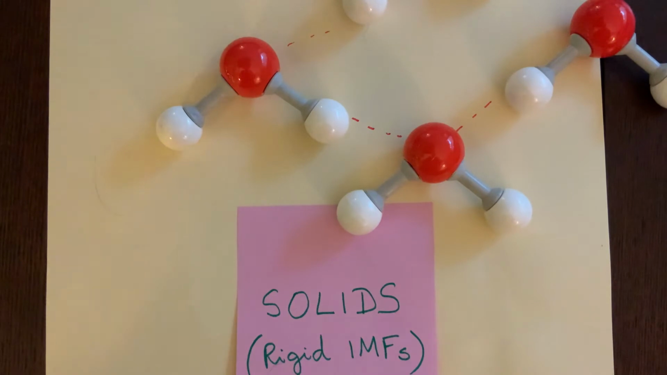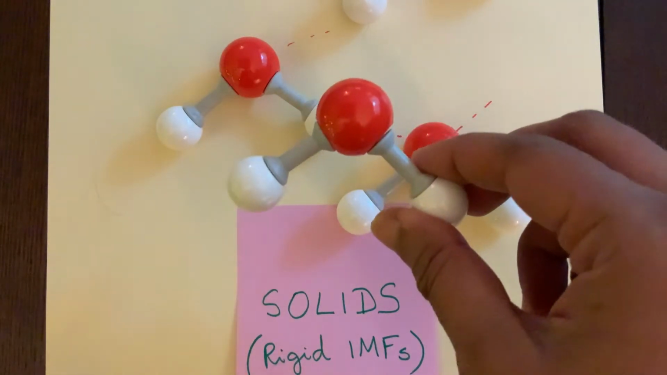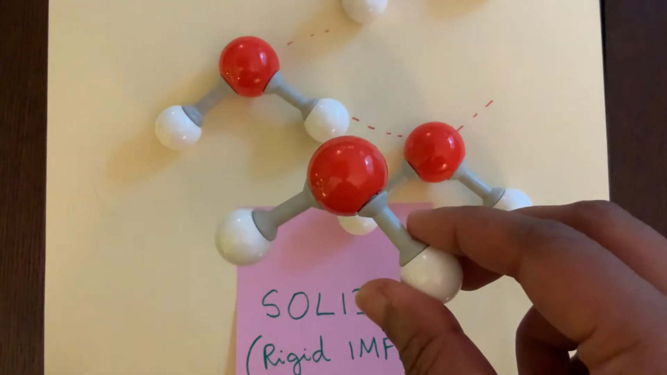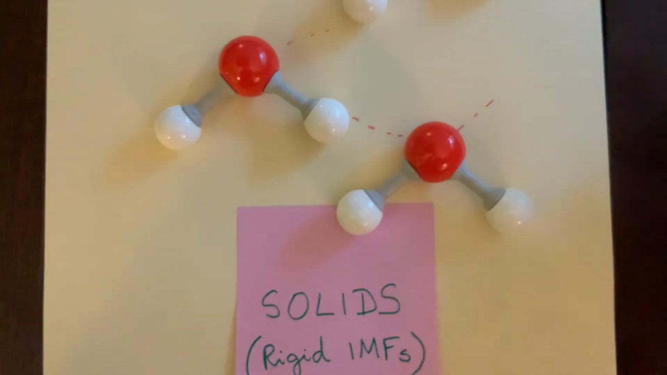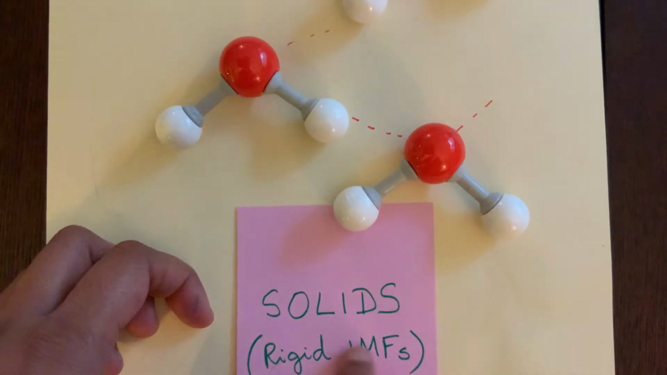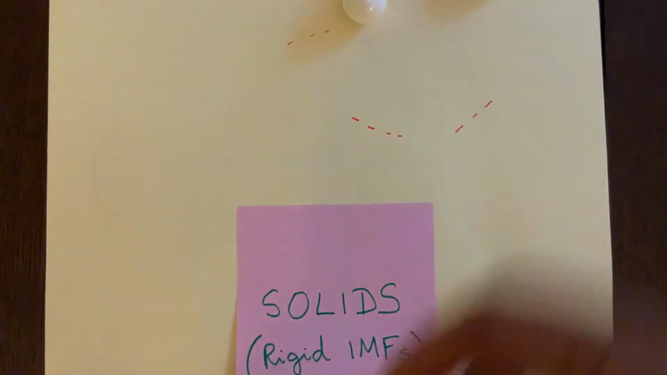So intermolecular forces determine whether this same molecule of water can be a gas, liquid, or solid. When it's a gas, it can move around and it has no intermolecular forces. When it's a liquid, the intermolecular forces are more flexible, and when it's a solid, the intermolecular forces are rigid. So we know that intermolecular forces cause different states of matter. What else can intermolecular forces cause?